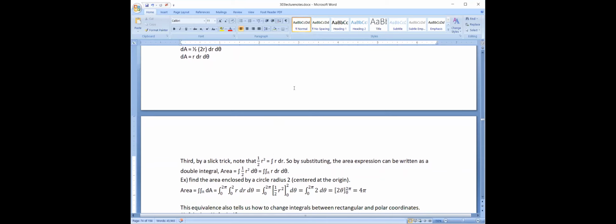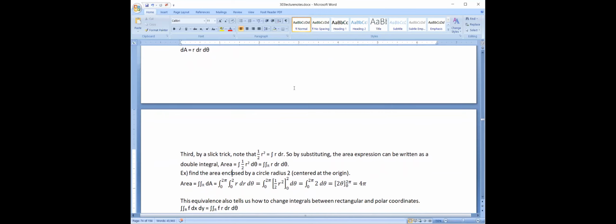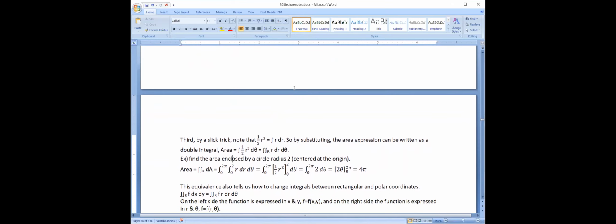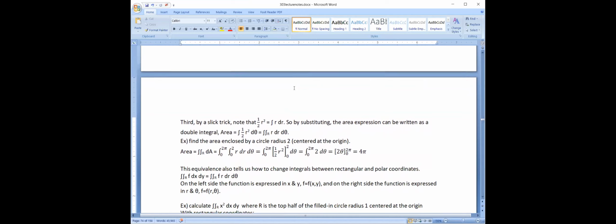So note that this equivalence also tells us how to change integrals between rectangular coordinates and polar coordinates. Integrating over a region some function dx dy is the same as, written all in polar coordinates, the double integral over the region of that same function, but again expressed in polar coordinates, of r dr d theta. So let's take a look at what that might mean.